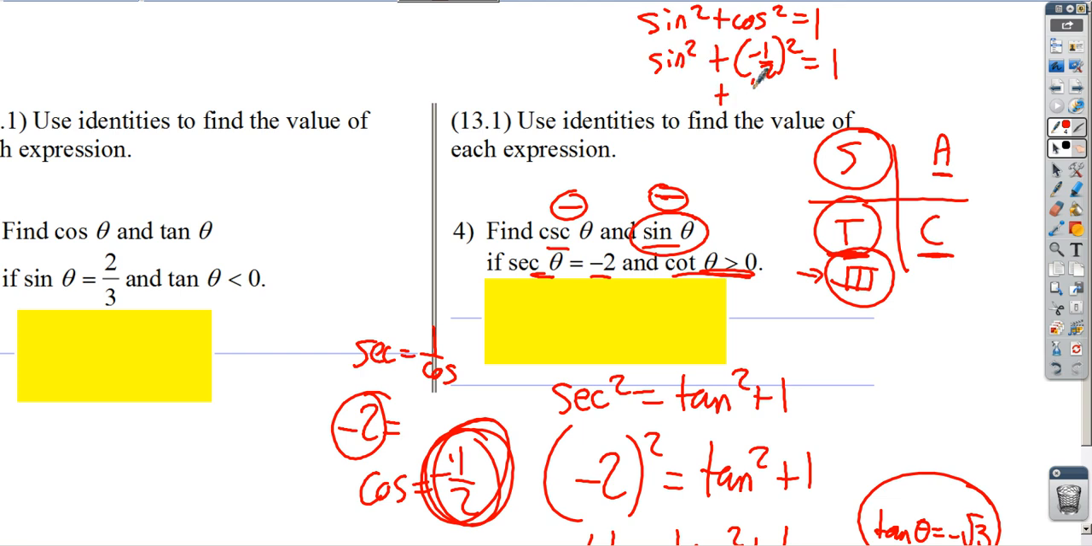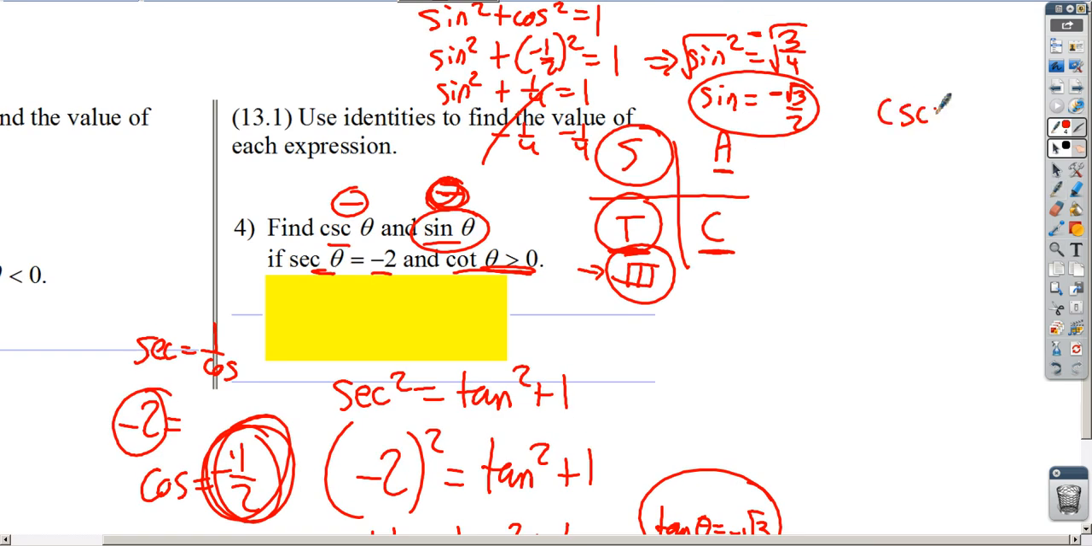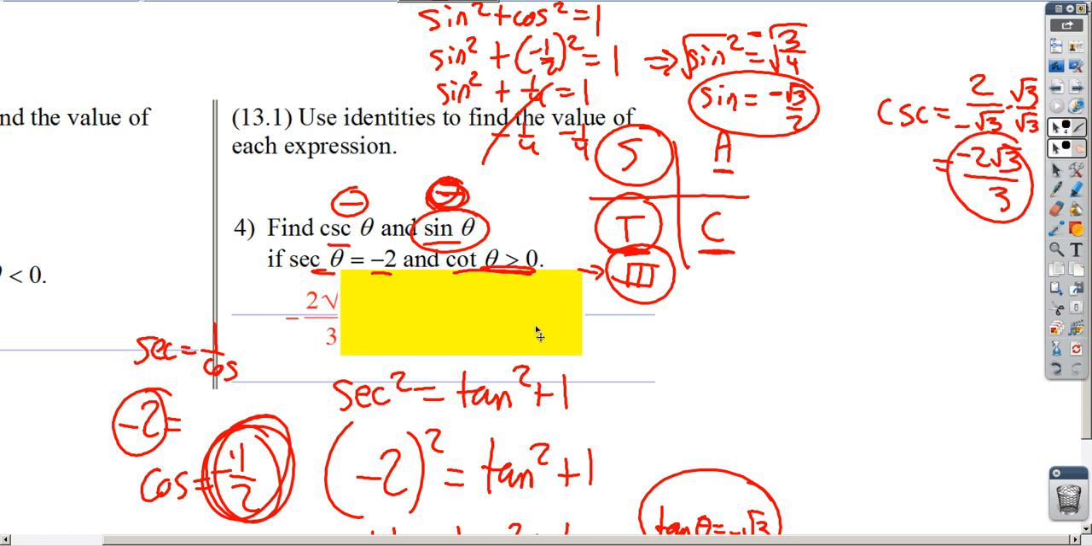-1/2 squared is +1/4. So we're going to get this. If we subtract 1/4 from both sides, we're going to get sine squared is equal to 1 minus 1/4 is 3/4. Then we'll square root both sides. It's going to be plus or minus, but we know it's minus because we decided on that at the beginning. So sine is equal to -√3 over 2, and cosecant is the reciprocal of that. If we flip this over, it's 2 over -√3, and we'll multiply top and bottom by √3, so we rationalize it. So -2√3 over 3, that would be our cosecant.